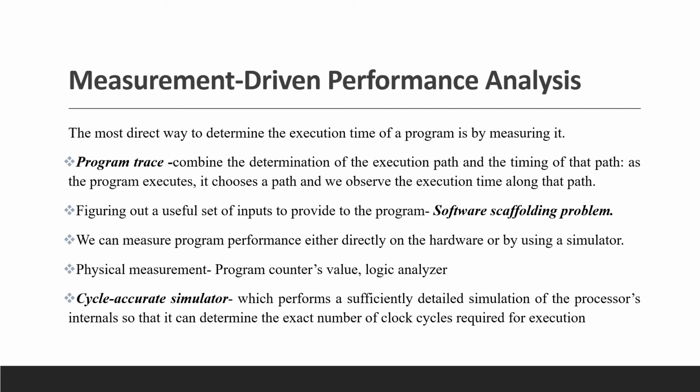So, the next is measurement driven performance analysis. The most direct way to determine the execution time of a program is by measuring it. So, here through the program trace we are able to measure it. In that, we can combine the determination of the execution path and the timing of the path. As the program executes, it chooses a path and we observe the execution time along that path.